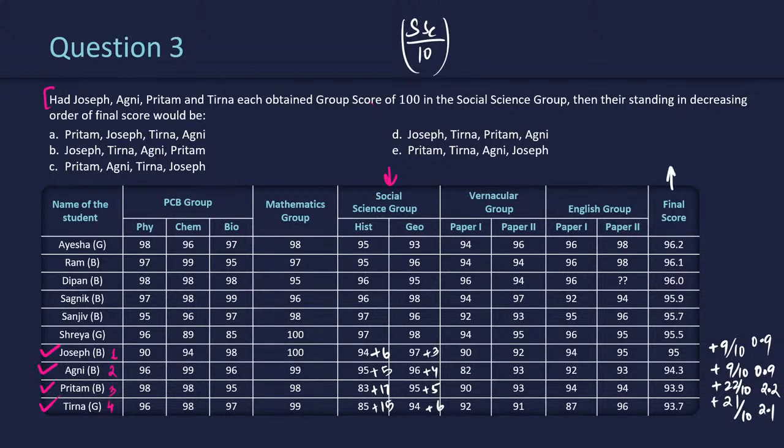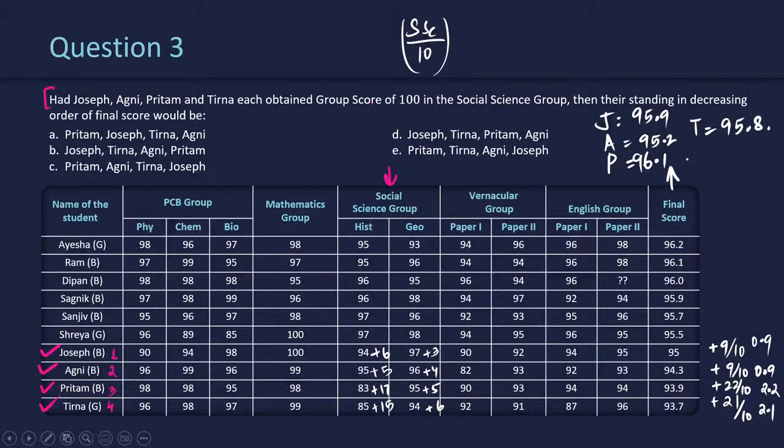As in the new final score for Joseph will become 95.9. That for Agni will become 94.3 plus 0.9 is 95.2. That for Preetham, it's going to become 93.9 plus 2.2, which is 96.1. And for Tirna, it will become 93.7 plus 2.1, which is 95.8.